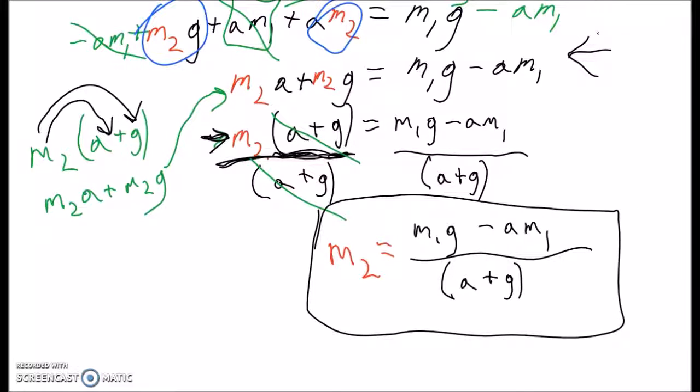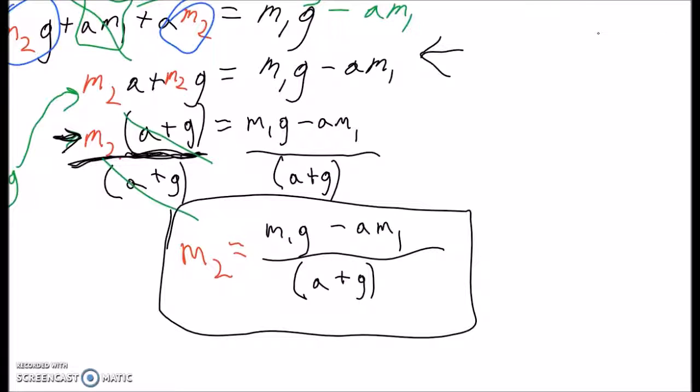So you could now start putting in all these values. So we have m1, we have g, we have a, we have m1 again, same thing, we have a and we have g. So we can just plug in these values and get the answer for m2.